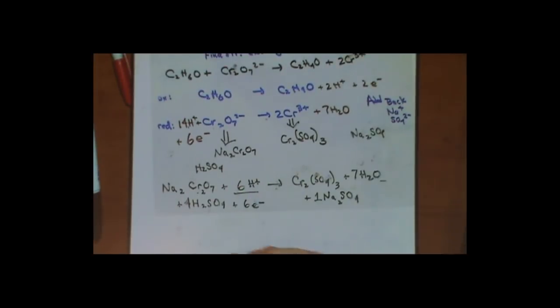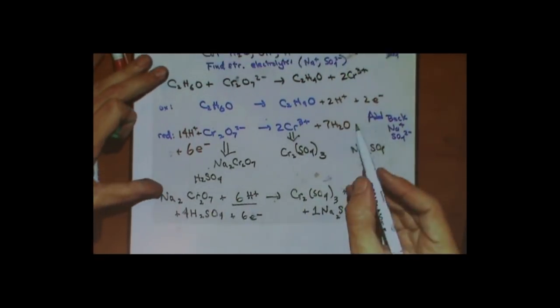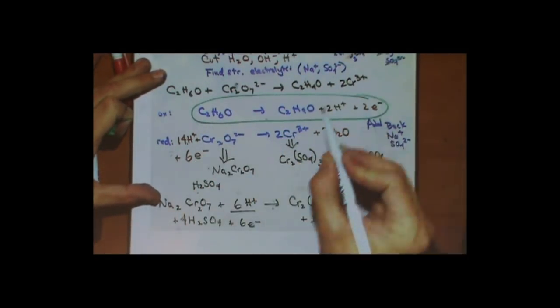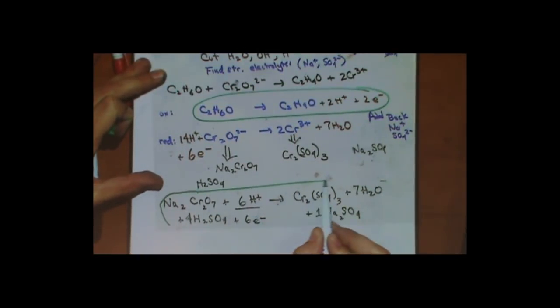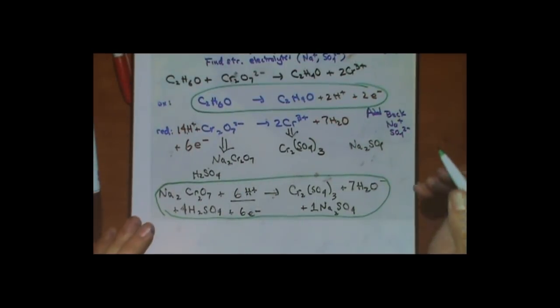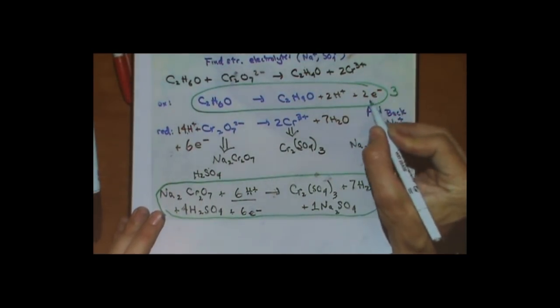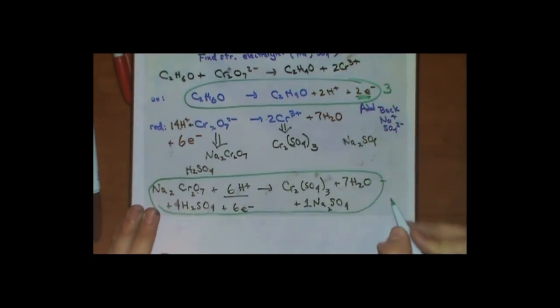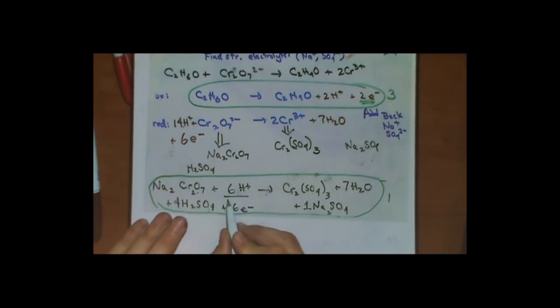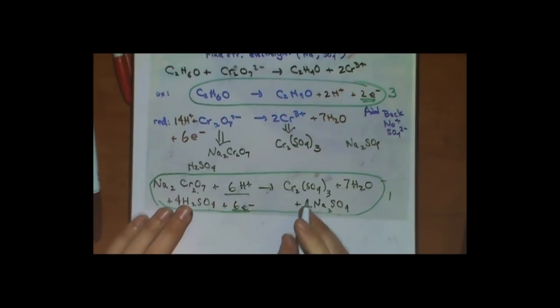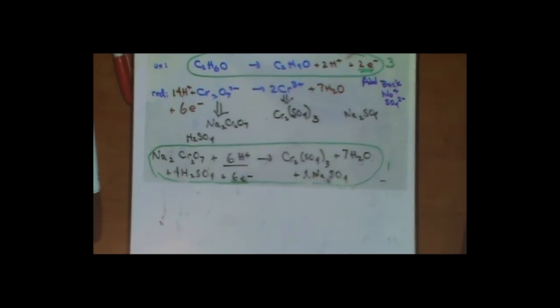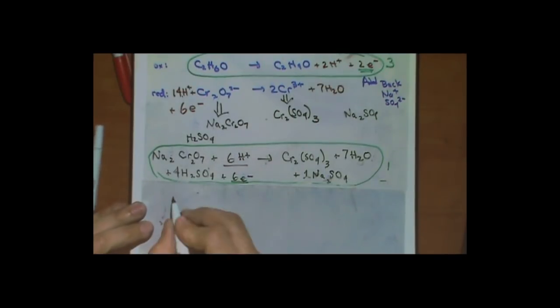Okay, now let's finish the problem. I have 2 half reactions. This one and this one. Those are my 2 half reactions. I'm going to multiply the top by 3 to get 6 electrons and the bottom by 1 to remain at 6 electrons. Okay, so I'm going to scoot this up and do my final answer here in landscape. Okay, let me write everything. Hopefully I don't miss anything.